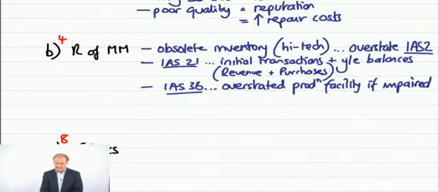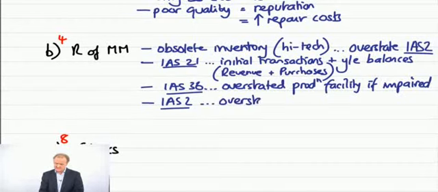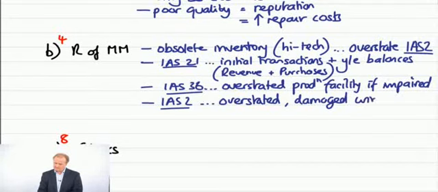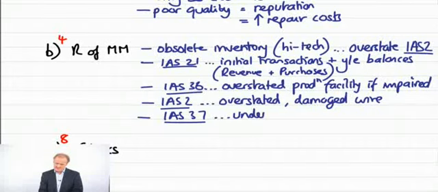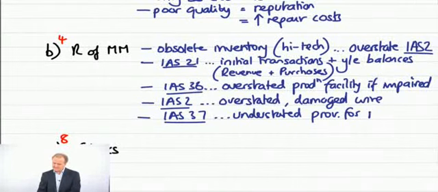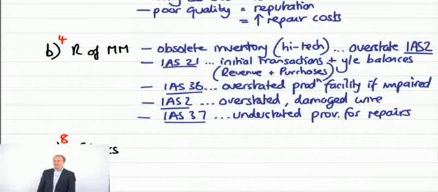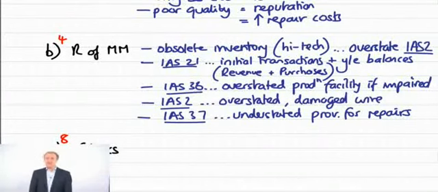Risks of material misstatement, again IAS 2, overstated because it's damaged. I'm thinking IAS 37, understated provisions for repairs. You could even get clever here and say if that copper wiring is damaged and they bought it from someone else, maybe they've got a way of getting their money back, and then you start talking about contingent assets, also IAS 37.